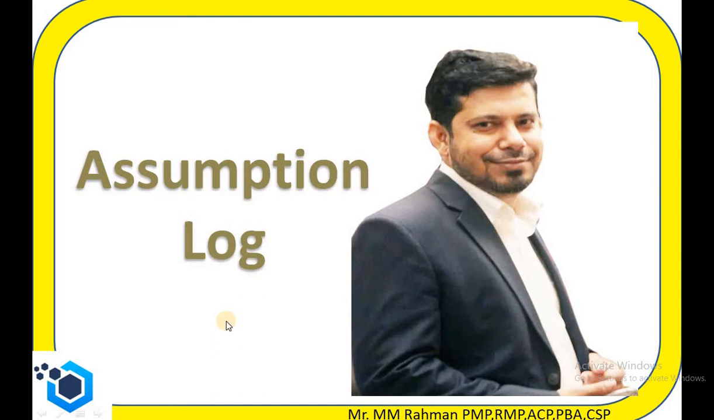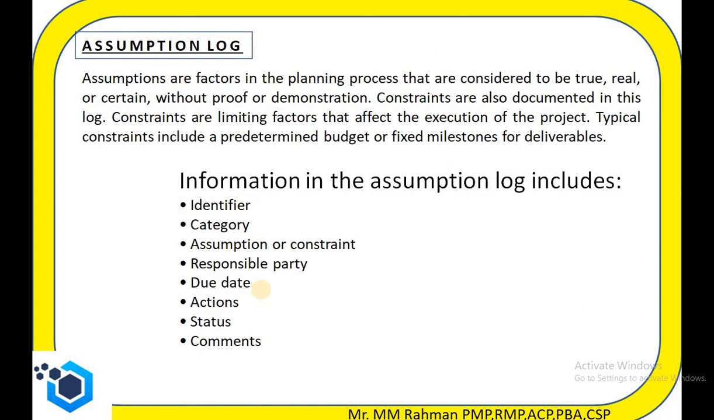According to the PMBOK, we can say assumptions are factors in the planning process that are considered to be true, real, or certain without proof or demonstration. There are some constraints in every project. These constraints are also documented in this assumption log. Constraints are the limiting factors that affect the execution of the project. Typically, constraints include the predetermined budget or fixed milestones or deliverables, and they are included in this assumption log.